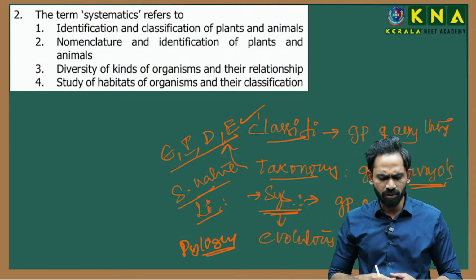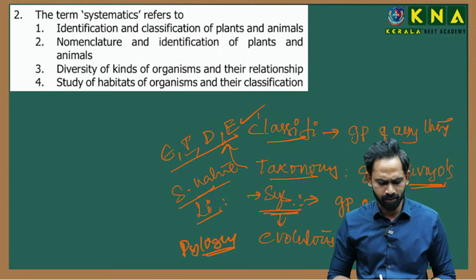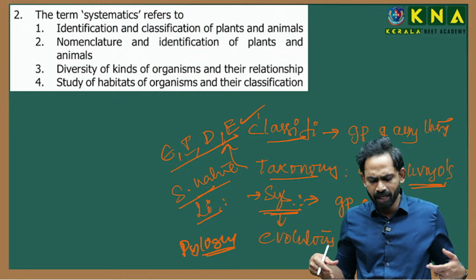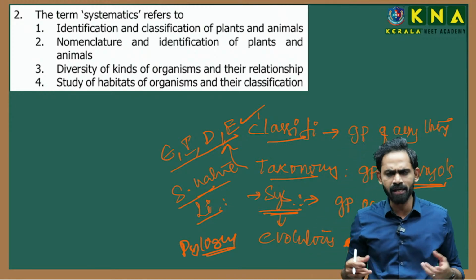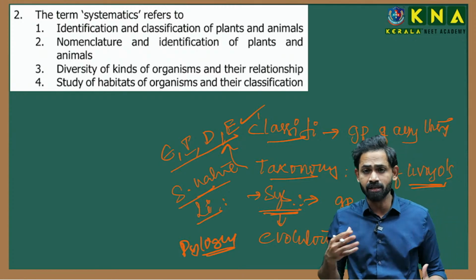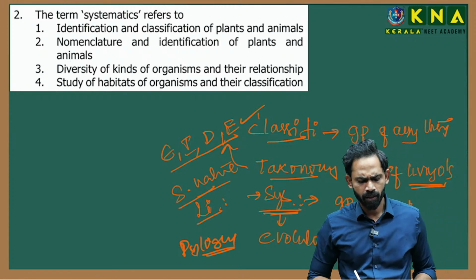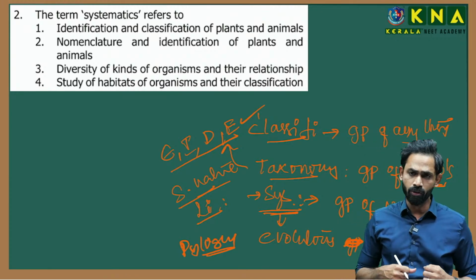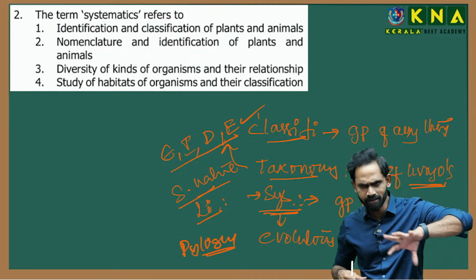Now comes the question on the term systematics. Identification and classification of plants and animals: very good, that's a good way of telling. Now I am taking the best from the options. Nomenclature and identification of the plants and animals: that's also good, that also comes under systematics.